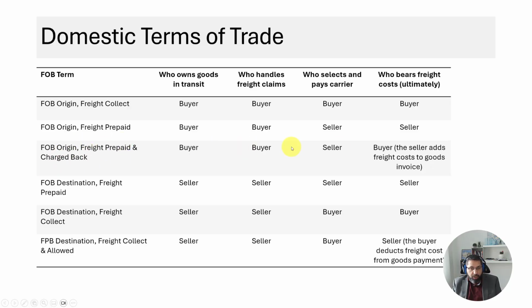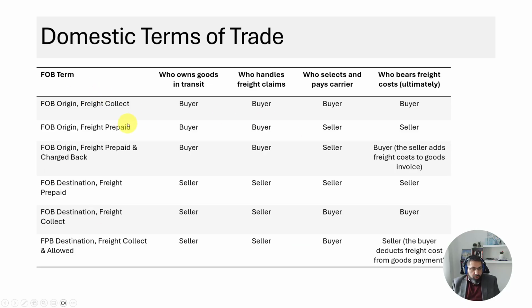to the other party. And so the seller here in the third row will become buyer in the last column, because the seller adds the freight cost to the goods invoice and the buyer will have to pay the cost of the freight. In the last row, the same thing happens. Collect means buyer will pay, but because the buyer is allowed to deduct that payment, the seller is ultimately going to be responsible because the buyer will deduct the freight cost from the goods payment. Okay.